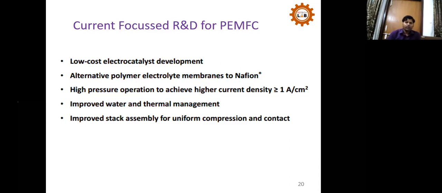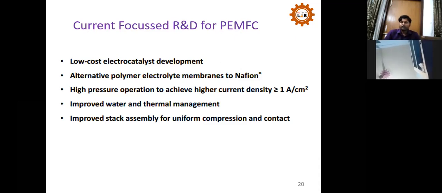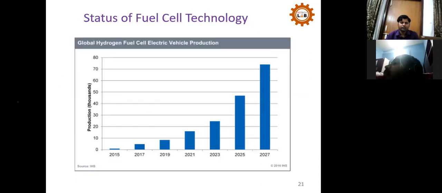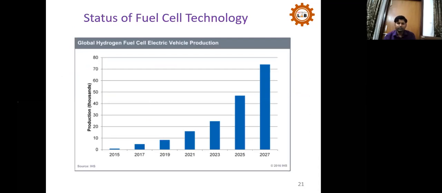So these are mostly related to the electrolyte membrane and other things, and research is going on. I'll not go into details. Just to say that fuel cell technology is also increasing with the years. Like earlier I have shown solar, wind, and other technologies, with the years its demand is increasing. Like that, for fuel cell electric vehicles also, based on a prediction, you can see it is exponentially increasing. So in coming days, we'll have a lot of vehicles which will be powered by fuel cell.